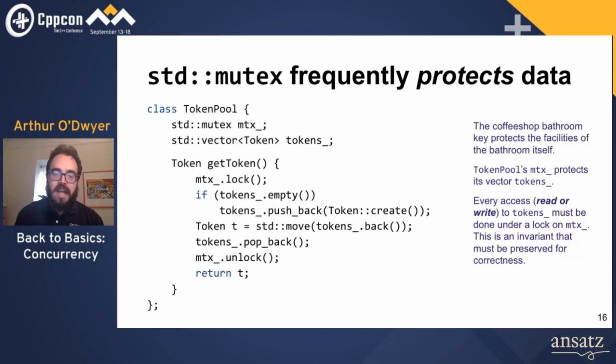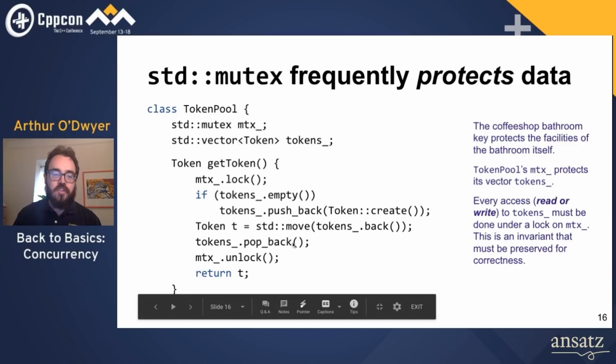Two different threads can now call get token at the same time. They will both attempt to lock the mutex. One of them will succeed and then proceed, and the other one will fail and have to wait until the other one releases it, unlocks it at the end of the code. And then while we have the mutex, we are allowed to do whatever we want with tokens as long as we get it back into some stable state at the end, and then we unlock.